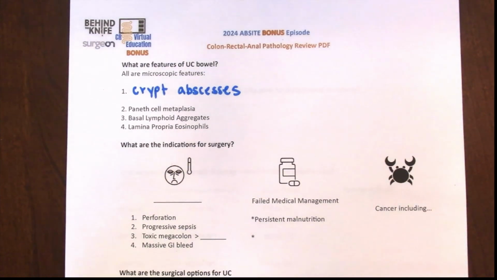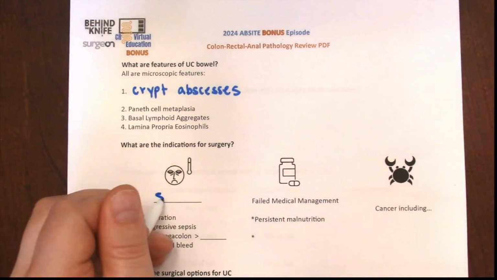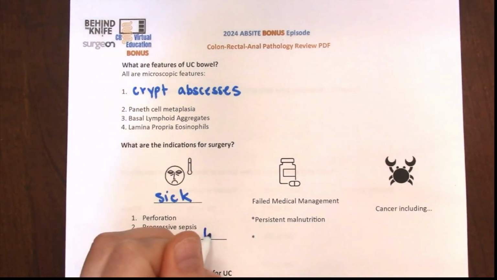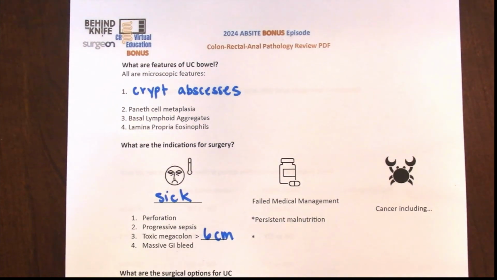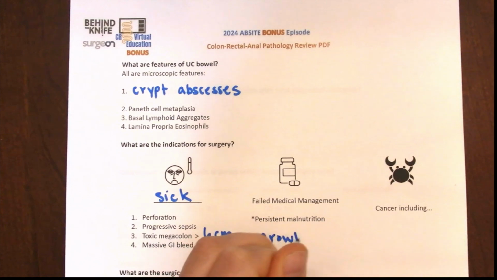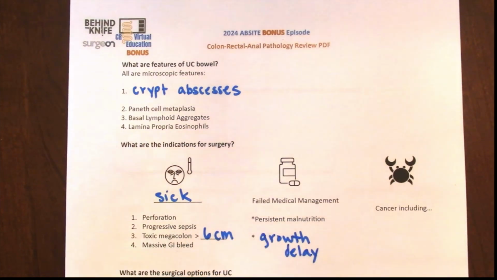For ulcerative colitis, what are the indications for surgery? There are three main indications for surgery. So the first is if a patient is very sick. So this could be a patient with a perforation, progressive GI sepsis, toxic megacolon, or a GI bleed. The second indication for surgery is failed medical management. So this would manifest as malnutrition or growth delay for kids. And then the third main category is high-grade dysplasia or cancer.